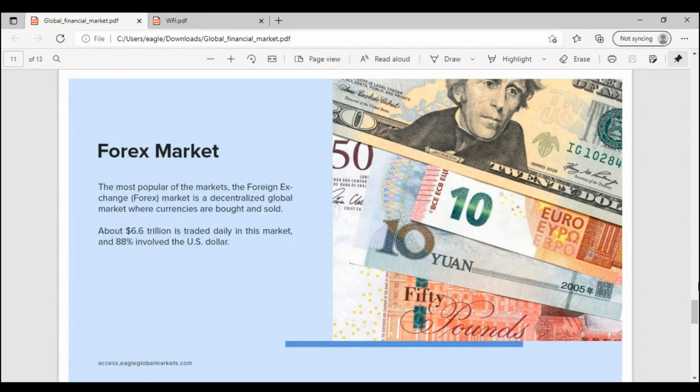The most popular of the markets, like I said, Forex, the foreign exchange market, is a decentralized global market where currencies are sold and are also bought. About 6.6 trillion is traded daily in this market, and 88% of it involves the United States dollar.